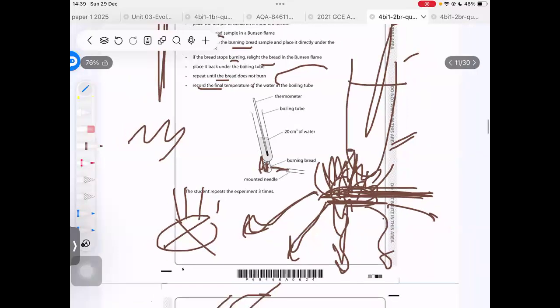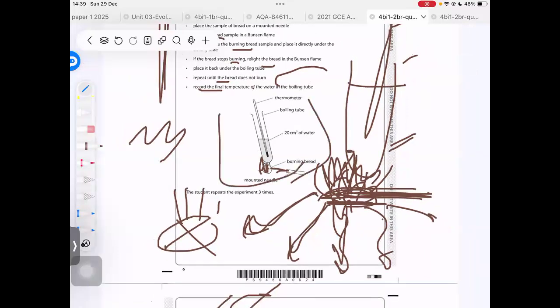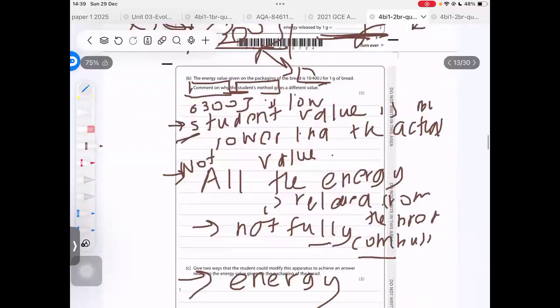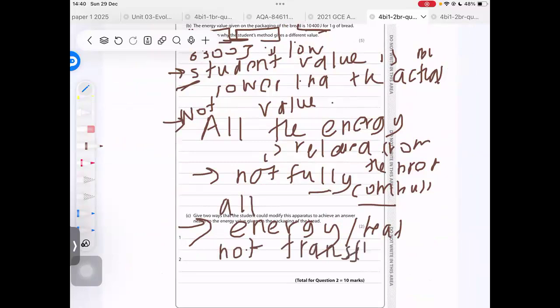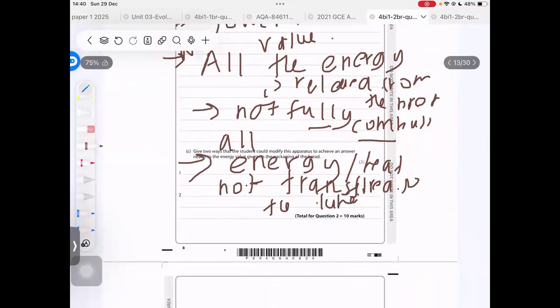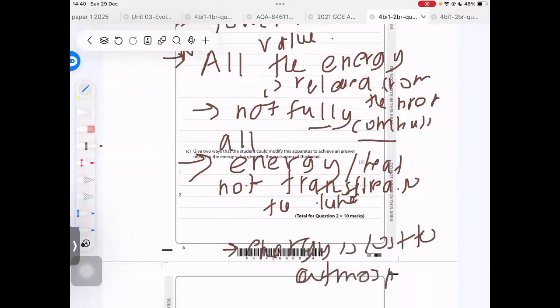There's no insulation or anything like that, so because of that, there's a lot of energy radiated. So you can say energy or heat is not transferred to the tube. Or else you can say that the energy is lost to the atmosphere. They have not mentioned surroundings, I don't know why. They have mentioned atmosphere. Energy is lost to the atmosphere.